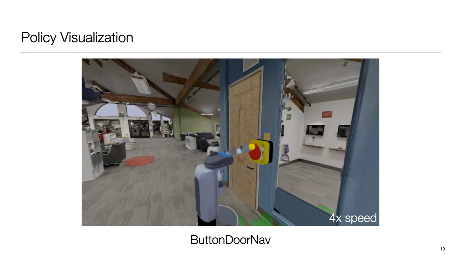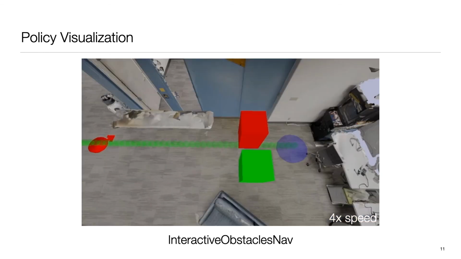In the third task, the robot needs to push away an obstacle to clear the path. Only the red obstacle is movable, and the locations of the obstacles are randomly shuffled across episodes. Our solution is able to use the RGB information to make the right decision and push the right obstacle.